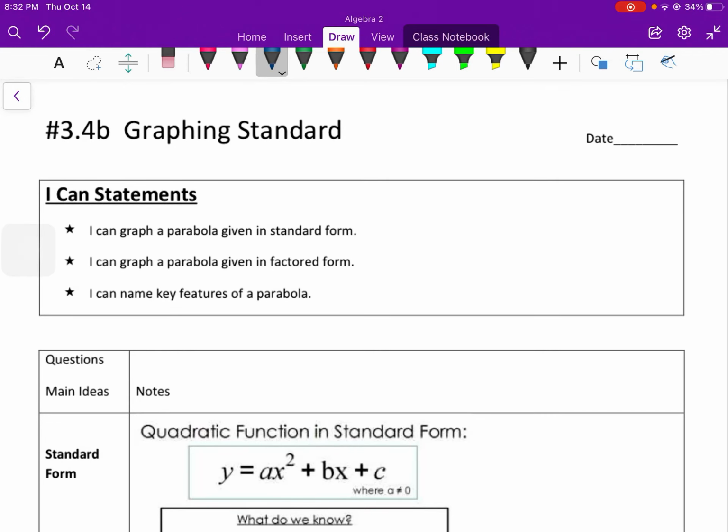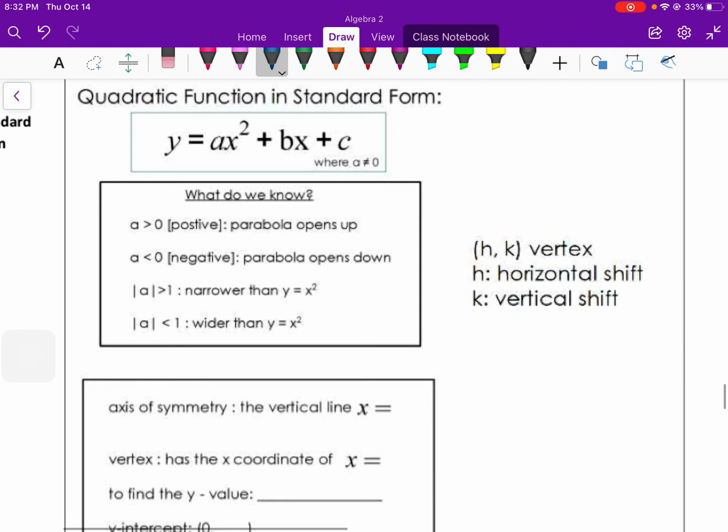All right, our goal for this video is to graph in standard form and then be able to identify key features. I used to do standard and factored together, and I moved factored into vertex form. So today is just standard form, which is right down here. No reason to rewrite it. Okay, so standard form, that's the ax squared plus bx plus c.